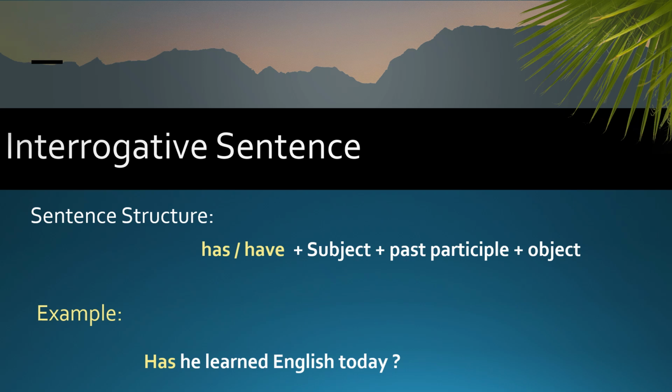Let's check what is interrogative sentence. Interrogative sentence structure is has, have plus subject plus past participle plus object. Example, has he learned English today?